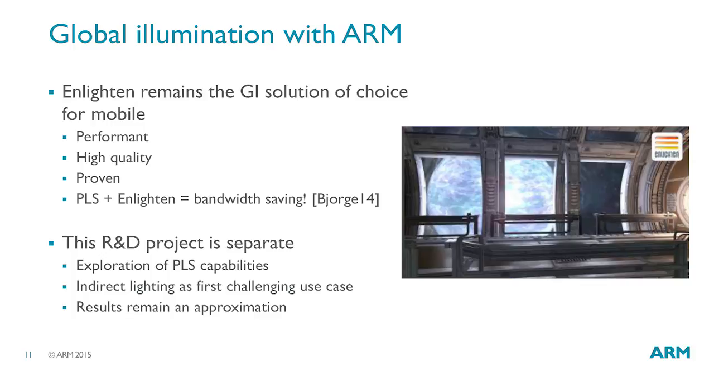So at ARM we have Geomerics, which have a product called Enlighten, which they will present later on. Enlighten obviously remains the global illumination solution of choice for mobile because it's proven, it's high quality, and it works across a wide range of platforms. So this research project is completely separate. It's more of an exploration of the PLS capabilities.